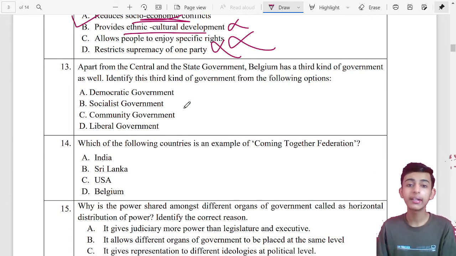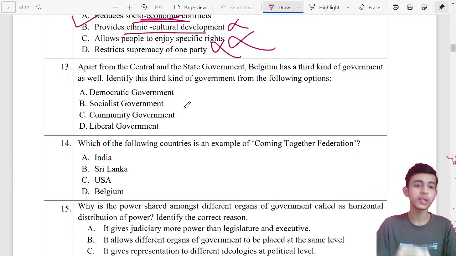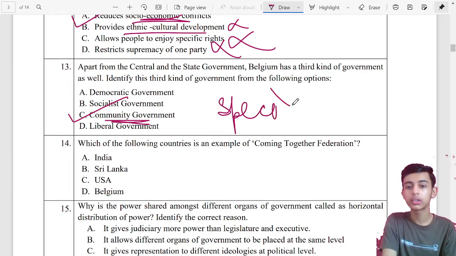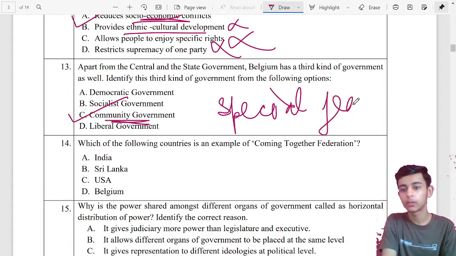13th, apart from the central and state government, Belgium has a third kind of government as well. Identify this third kind of government from the following options. Democratic, socialist, community, liberal. Don't waste your time. It's community, right? This is the community government, a special feature in the Belgian constitution. Okay.